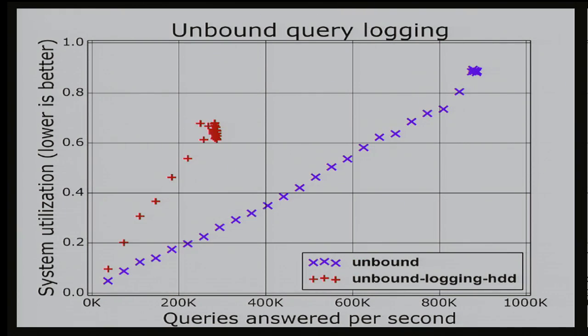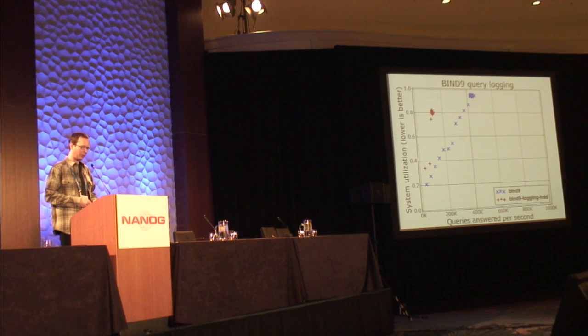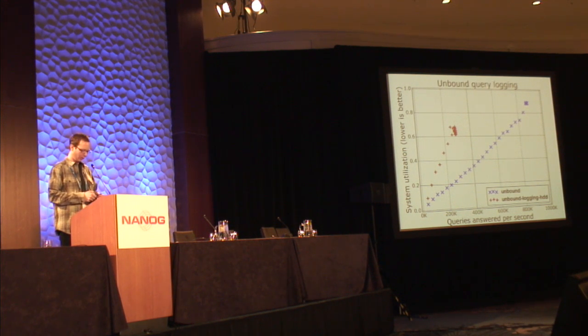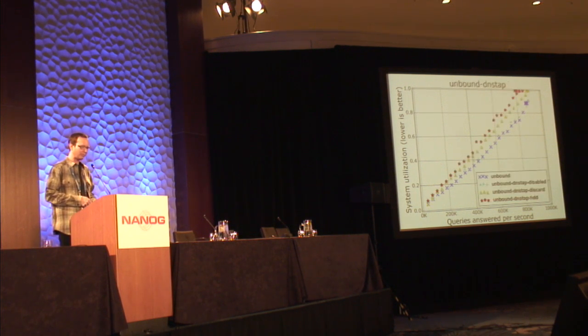Here's unbound. It performs basically about the same as bind 9 did. It has a steeper plot, and it's a performance barrier. And I think the reason for the behavior in both of these plots is simply that they're doing synchronous logging, and they're blocking the individual worker threads when they perform this logging. And that's specifically what we meant to address with a dnstap implementation.